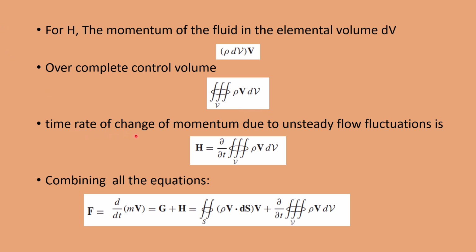The time rate of change of momentum due to unsteady flow fluctuation is h equal to ∂/∂t of volume integral of v rho v dV. Combining all the equations, that is F equal to ma, that is equal to d by dt of mv, is equal to g plus h, is equal to surface integral of rho v dot dS into v plus ∂/∂t of volume integral of rho v dV.